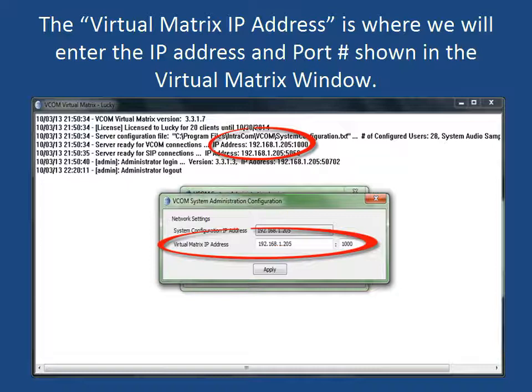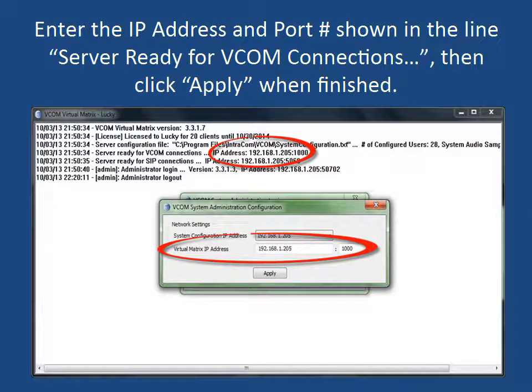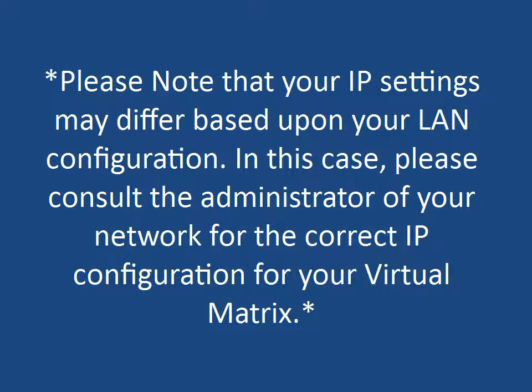The Virtual Matrix IP address is where we will enter the IP address and port number shown in the Virtual Matrix window. Here we will enter the IP address and port number shown in the line Server Ready for VCOM connections, then click Apply when finished. Please note that your IP settings may differ based upon your LAN configuration. In this case, please consult the administrator of your network for the correct IP configuration of your Virtual Matrix program.